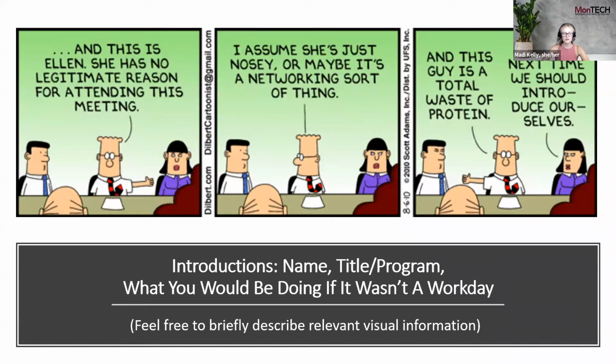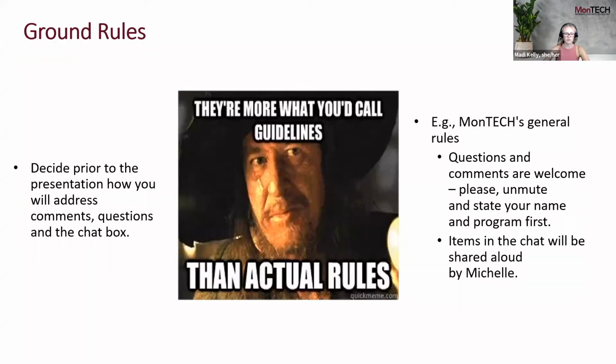We're going to start off with introductions. There's obviously many ways to introduce yourself to a group, but here on the screen is a common example. It is important to let all attendees know your name and then the title or program that you're associated with, and usually a fun fact about yourself. For those who are visually impaired, it may be helpful to also include any relevant visual information about yourself so they get familiar with the attendees in the meeting.